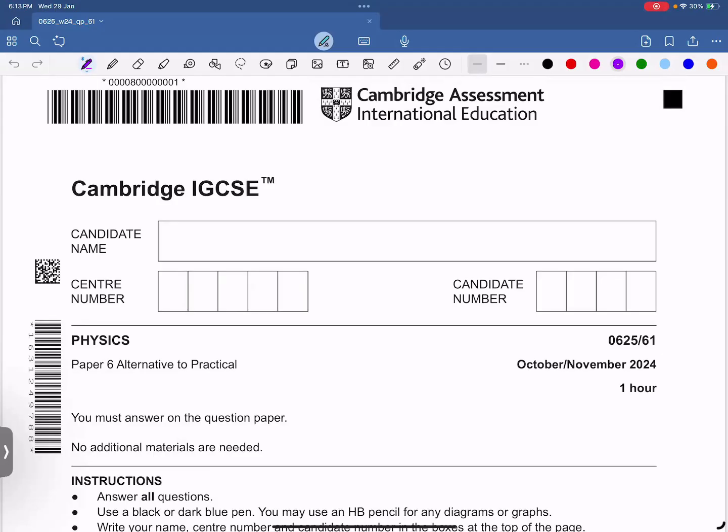Hello dear students. Today we are going to solve October-November 2024, but this time paper 6 variant 1. Keep in your mind this paper is called Alternative to Practical, as you can see. Over here the practical skills will be tested. You will have 3 analysis questions, question 1, 2, 3, and the last question will be planning and investigation. So pay attention and try to understand how to approach as per Cambridge standards to each and every question. There you go.